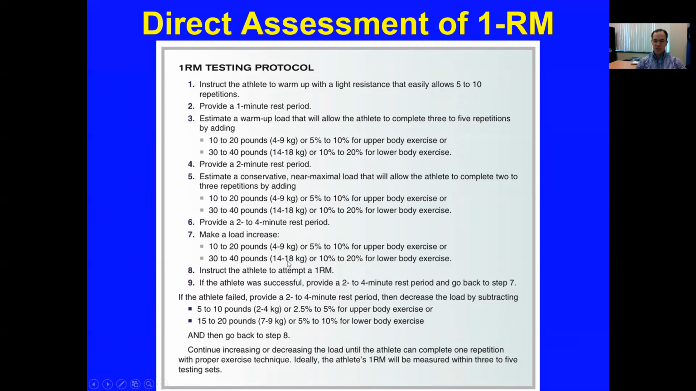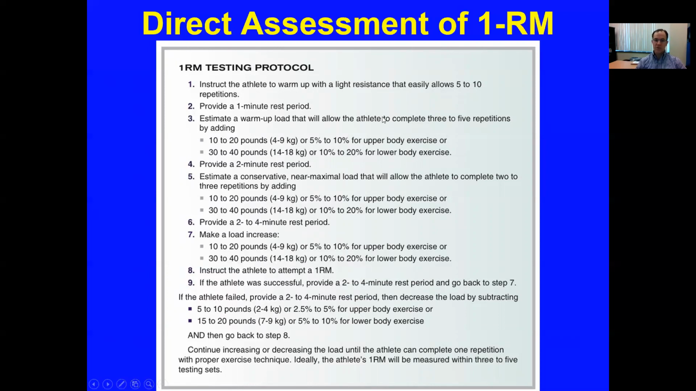And then again, one more time, you allow them to do a few repetitions, rest a little bit. And then you finally would, at this point, assess. You try to estimate based on their warm-up and working with them what their 1 RM would be. So you put their weight on.